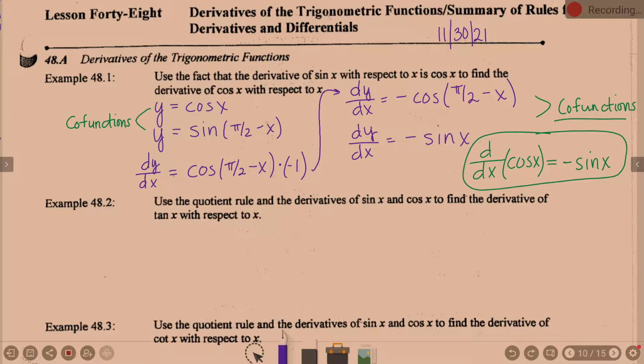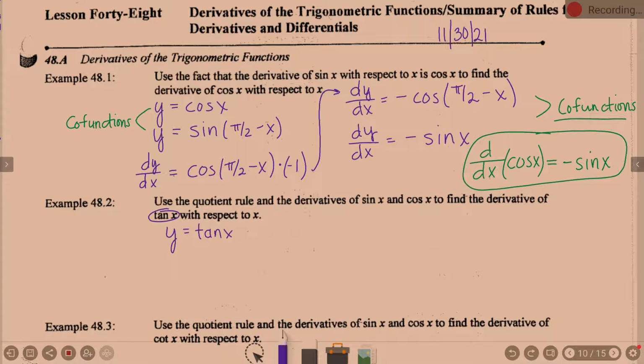That was something you already knew. That was old news. Okay, example 2. Use the quotient rule. So it's telling us how we're going to do this, right? And the derivatives of sine and cosine to find the derivative of tangent x. So we are starting with y equals tangent x.